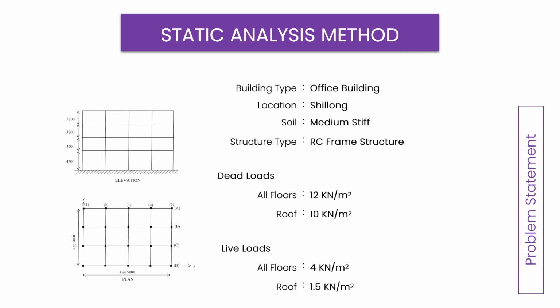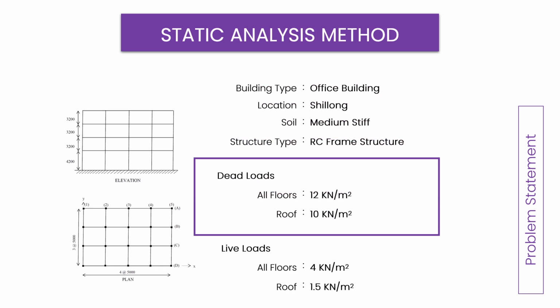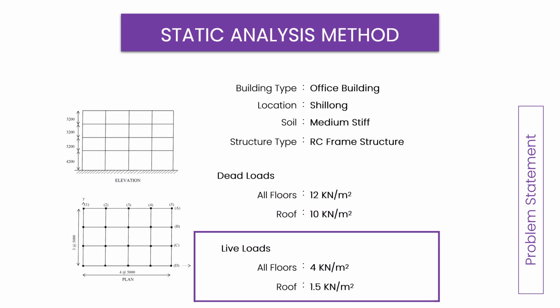Now the specifications of the building are as follows. We'll be designing an office building which is situated in Shillong, which is the capital of Meghalaya, a state in India. The soil on which the building is to be constructed is medium stiff, and the structure type is going to be a reinforced concrete frame structure, in short called the RC frame structure. These are the dead loads. There will be dead loads on the floors. On these 3 floors, the dead loads are different, and on the roof, it is a bit different. Similarly, the live load on the floor is 4 kilonewton per meter square, and on the roof, it is 1.5 kilonewton per meter square.